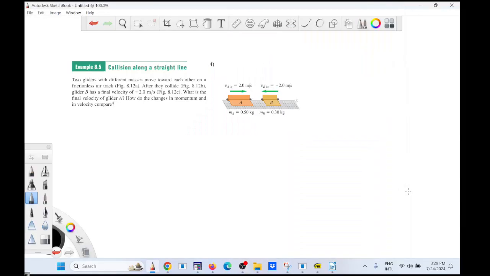So this is coming from your book. It's a solved problem, but I just want to go over the methodology. So it's two gliders. That means we are neglecting friction. They are going to collide with each other. So it's conservation of momentum, total momentum before equals total momentum after. So this one has less mass. So this is before and after. We have B and we have A.